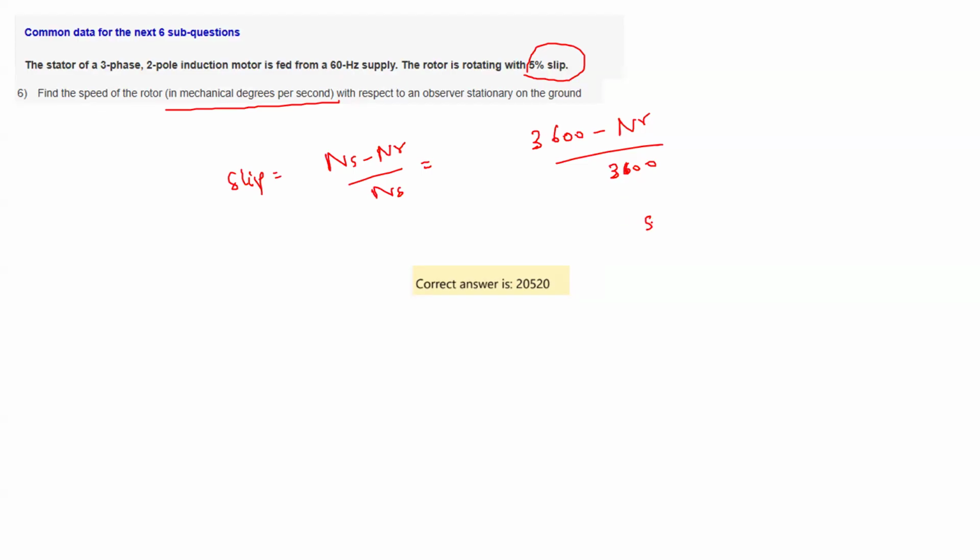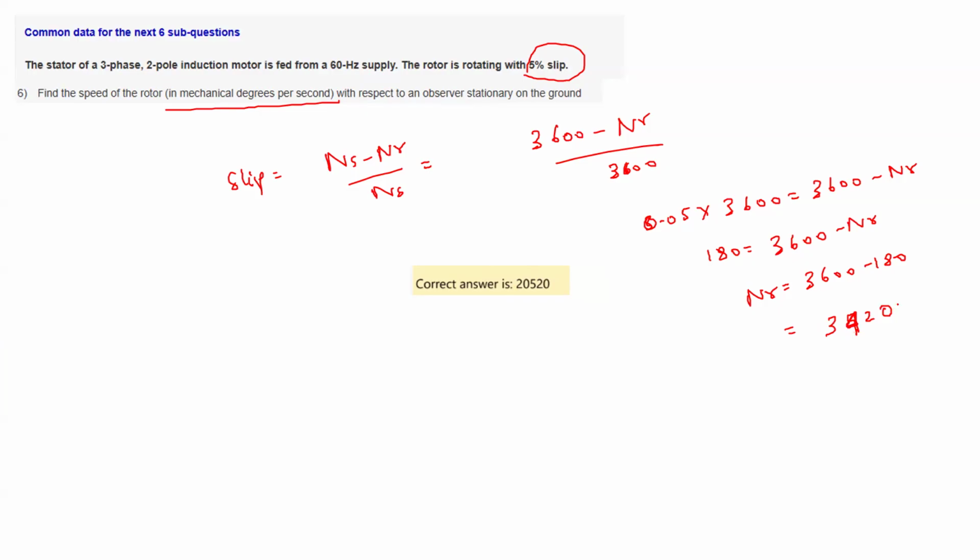Then slip is 0.05, so 0.05 into 3600 is 3600 minus NR. So this is how much? This is 180, I guess. So NR is 3600 minus 180, which is 3420.